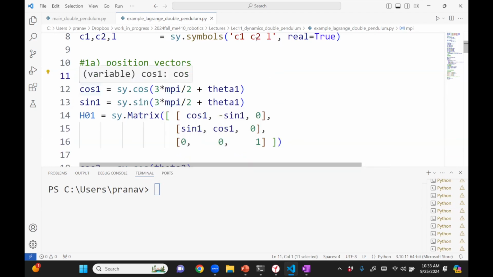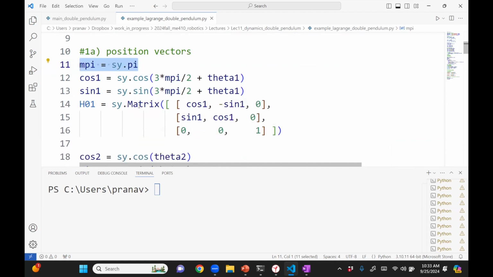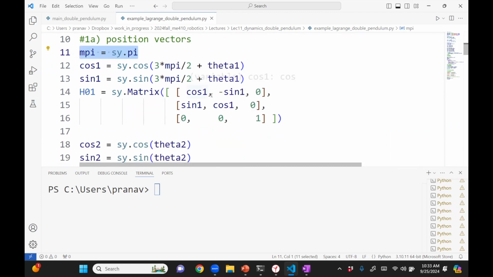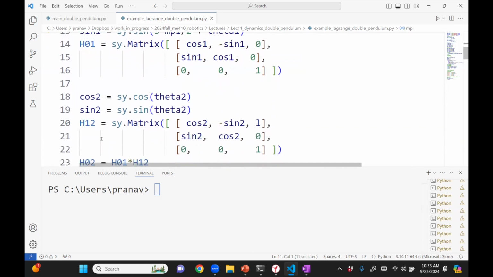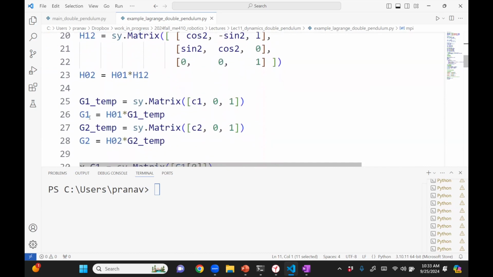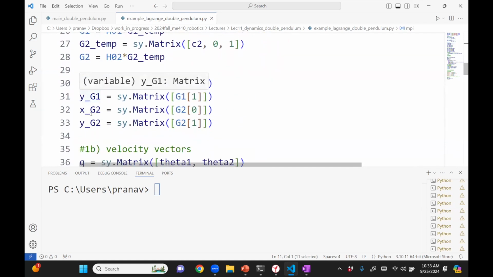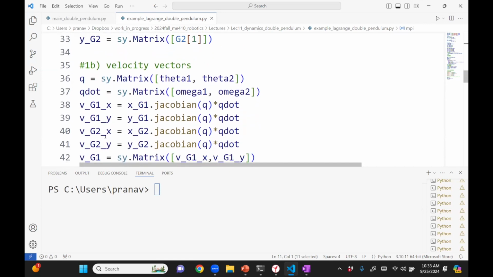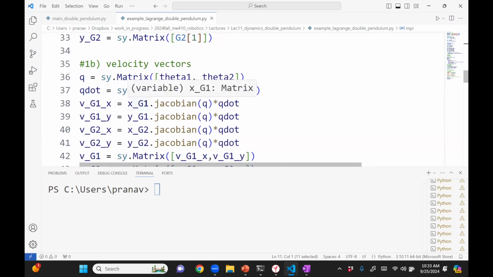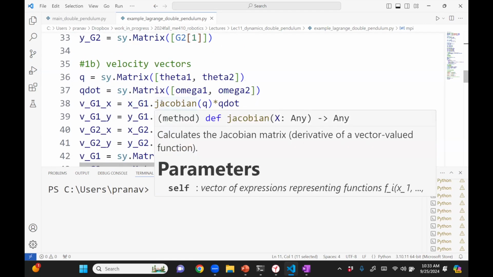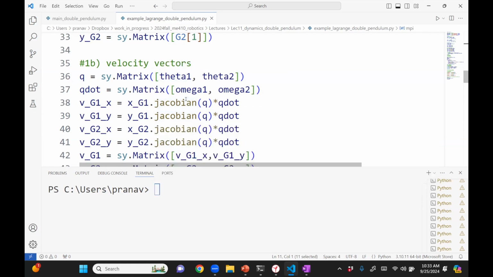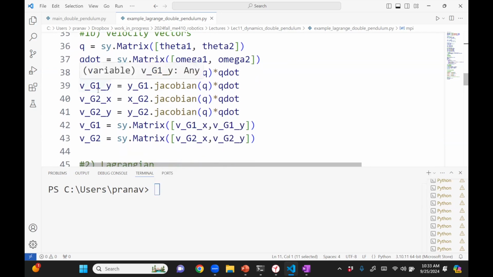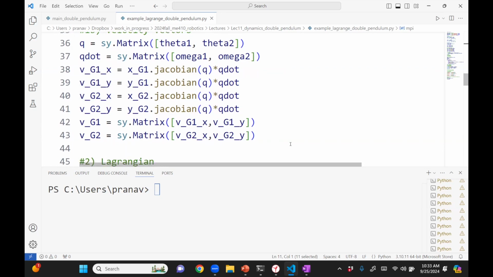So then I compute, this is just computing H01. You can check from the notes, the same thing. H12, H02, G1, G2. So position is found. Everything is done symbolically. XG1, YG1, XG2 is available. To get the velocity, in this case, I used the Jacobian. I said there are two methods. One is using the Jacobian, one is to take the derivative. I use the Jacobian here. So give me the velocity in the X for G1, velocity in the Y for G1, and the same for G2.